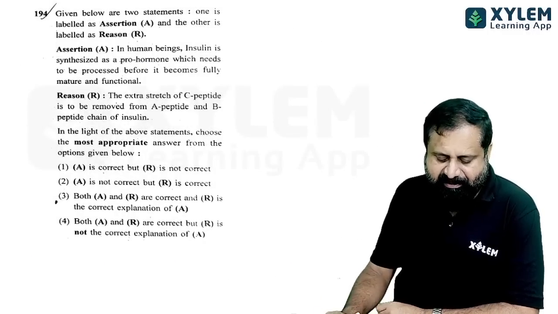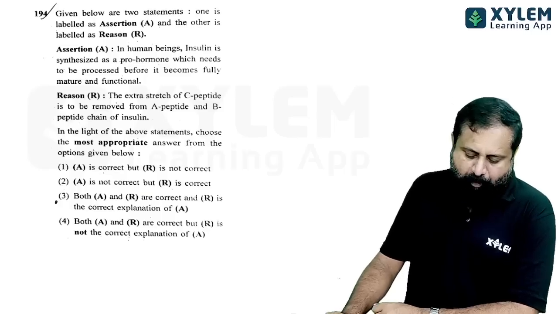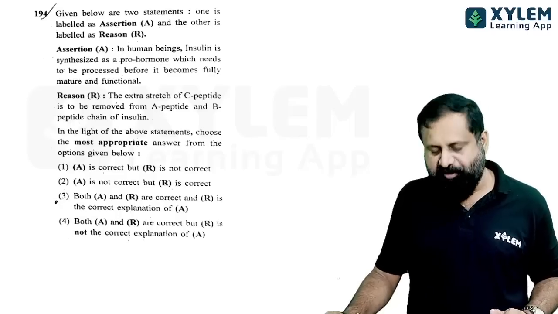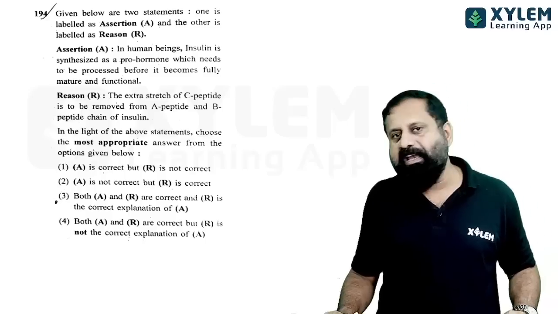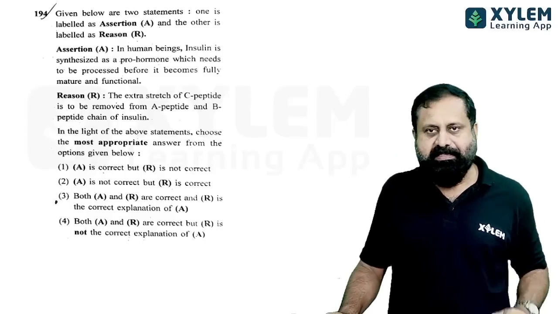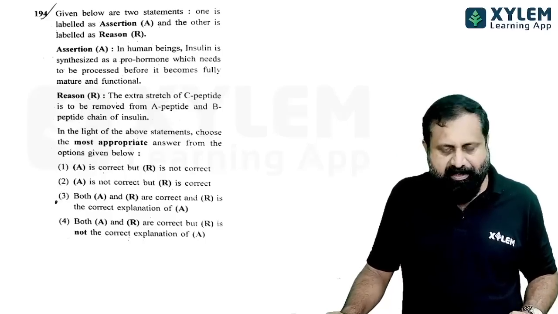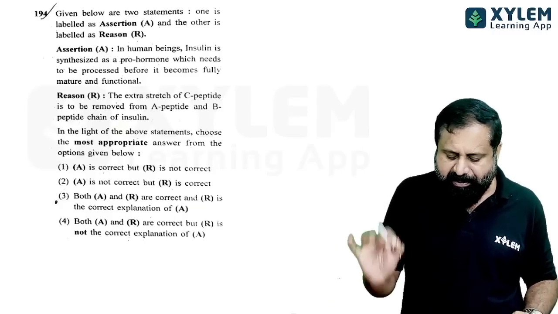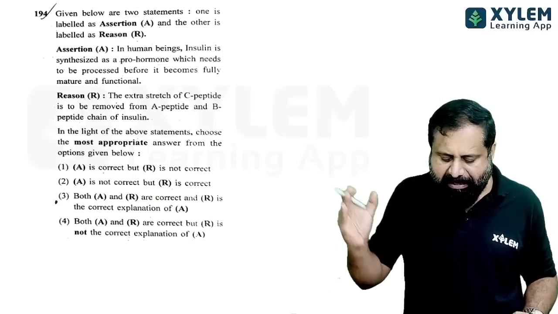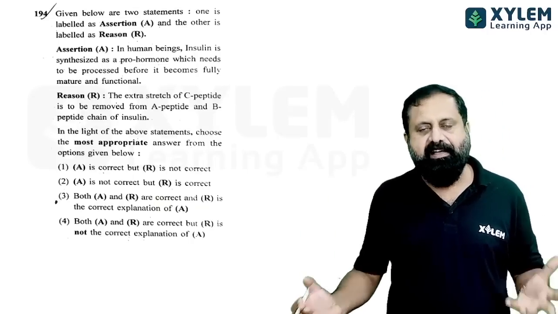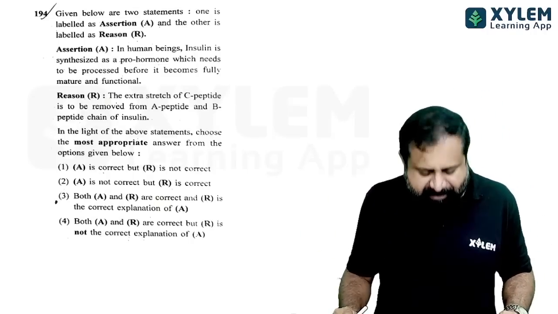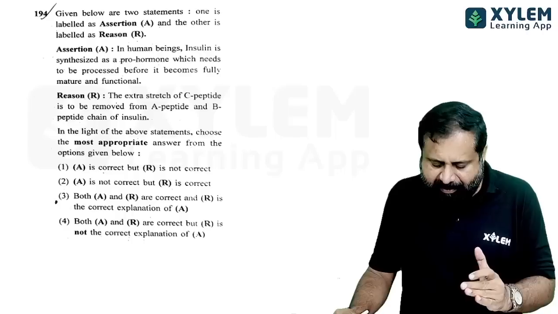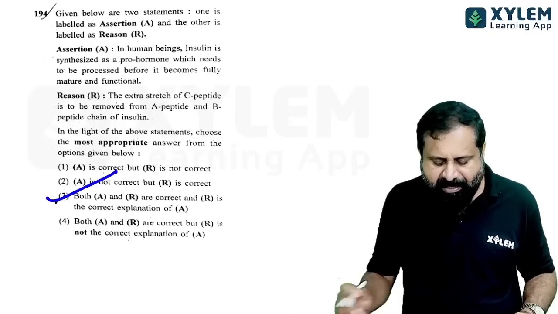Then 194. Two statements, assertion and reason. Assertion: in human beings, insulin is synthesized as prohormone which needs to be processed before it becomes fully mature and functional. You know, in your applications of biotechnology, insulin has three sequences A, B, C. C peptide is not needed. Okay, so this assertion is correct. Reason: the extra stretch of C peptide is to be removed from A peptide and B peptide chains of insulin. That is processing. So assertion is correct, reason is correct, and reason is the correct explanation of assertion. Option 3 is the right answer.